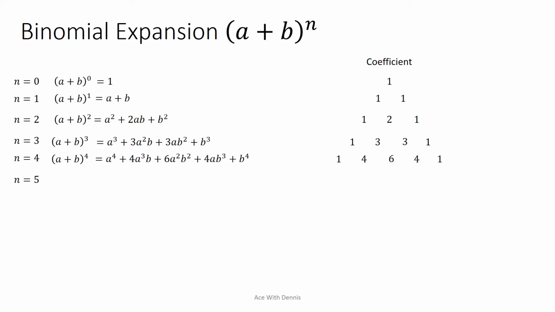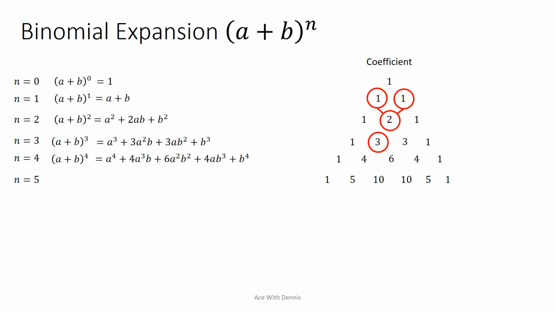Now you can guess what the coefficients are for n equals 5. Let me tell you the answer first. It will be 1, then 5, 10, 10, 5, and 1. Now how do I get these numbers? Do you observe the pattern? Let's look at these two first. It is actually the addition of these two numbers, 1 and 1.